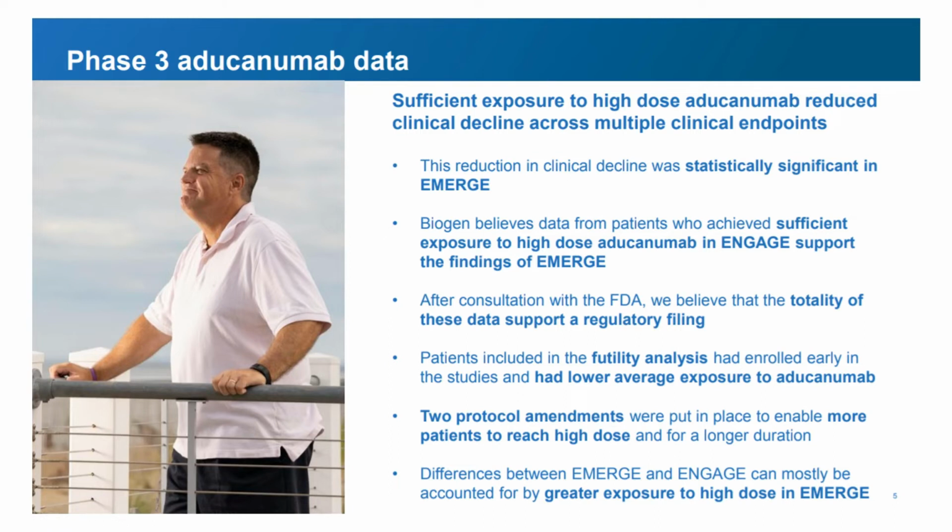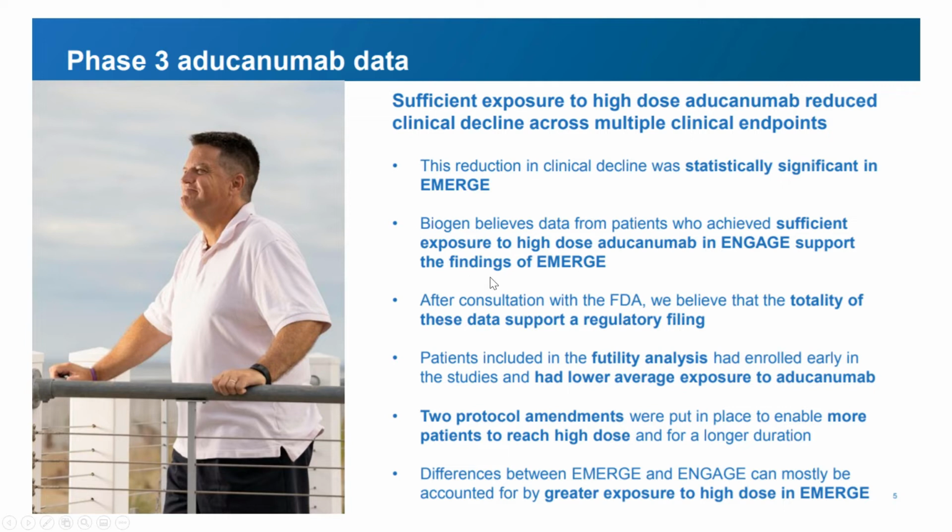So this slide is basically just summarizing what we just talked about, and then it also expands a little bit on the additional data and the analysis that changed Biogen's mind. So what did Biogen see that made them change their mind and think that they actually had a real drug here? Overall, EMERGE was a positive study, with statistically significant reduction in the primary and secondary endpoints with the high dose, and ENGAGE failed on all the primary and secondary endpoints with the low and the high dose.